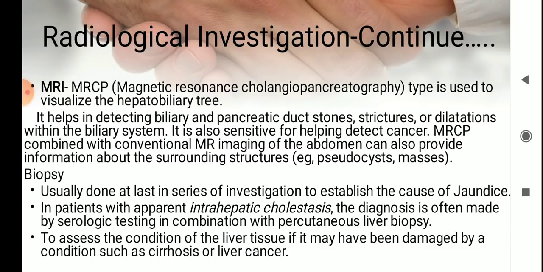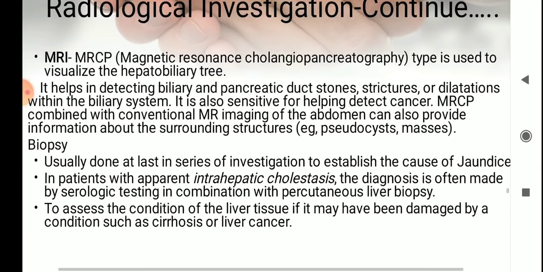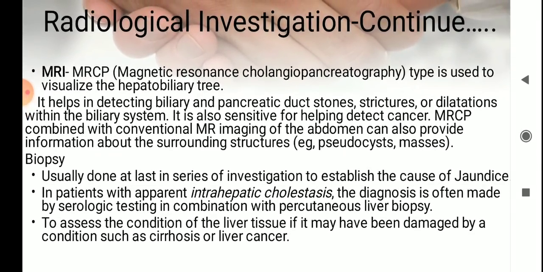In cases of apparent intrahepatic cholestasis, the diagnosis is often made by serology in correlation with percutaneous liver biopsy. See, histological diagnosis is most of the time the gold standard, especially for liver diffuse parenchymal lesions, diseases, tumors or malignancies. It assesses the condition of the liver tissue, which may have been damaged by conditions such as cirrhosis or liver cancer, the hepatomas.